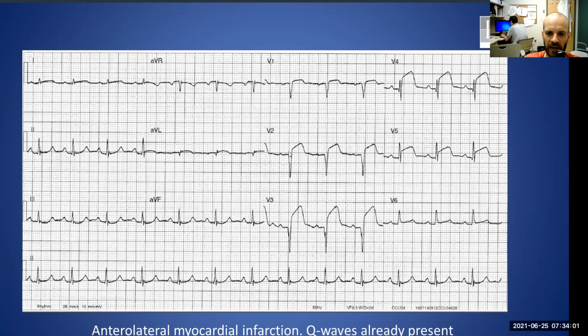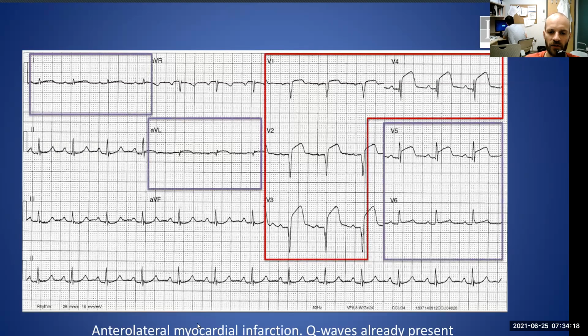And you can see that here we've got the ST elevation and we've got the Q waves that are already forming. So remember from that pattern of the temporal evolution of ECG changes, that this isn't something that's happened in the last hour. This is something that's been going on for a few hours already. Okay, this is an anterolateral myocardial infarction.